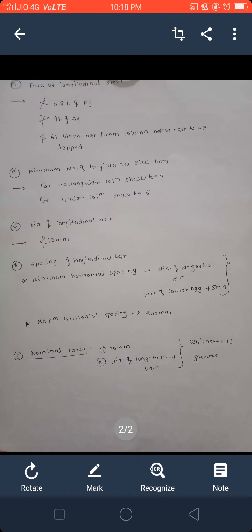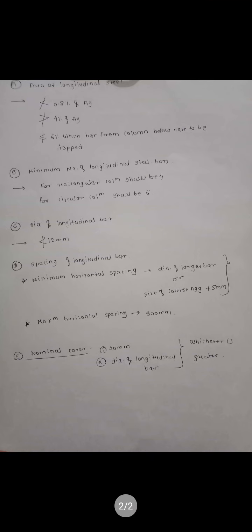the column under consideration. So second IS requirement is minimum number of longitudinal steel bars. For a rectangular column, the number of bars shall be 4. For a circular column, it shall be 6.